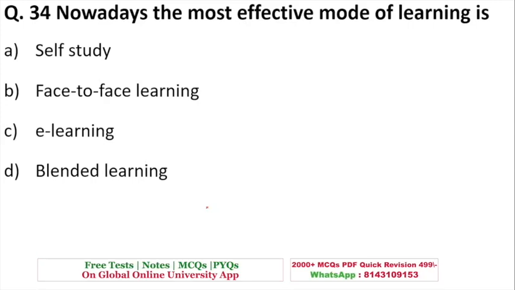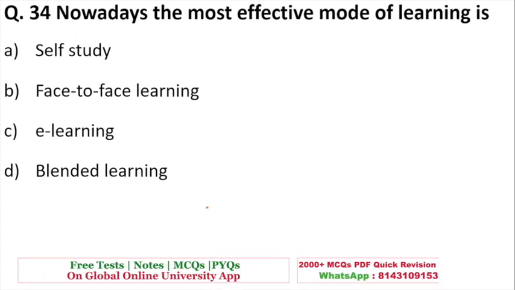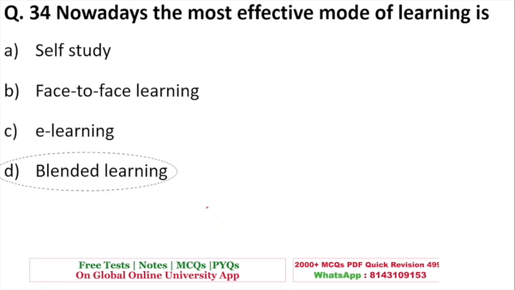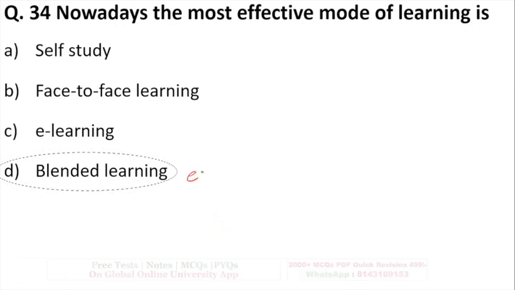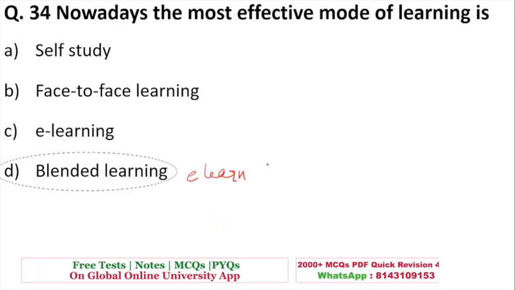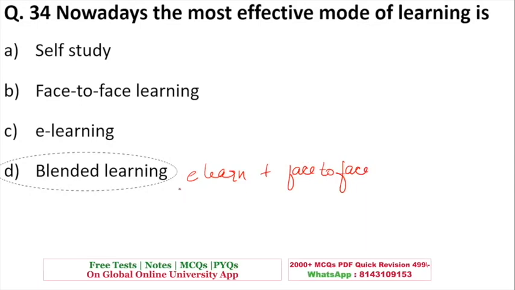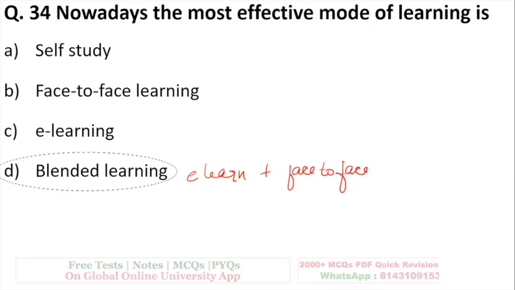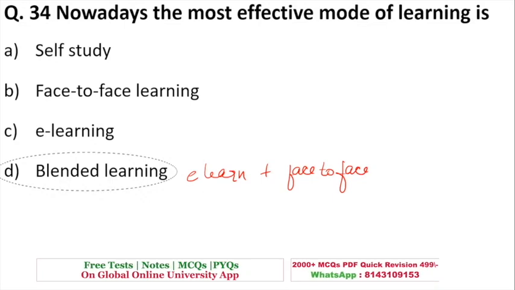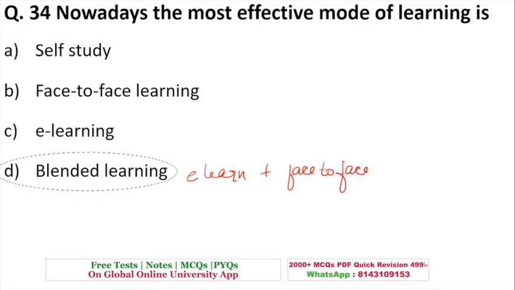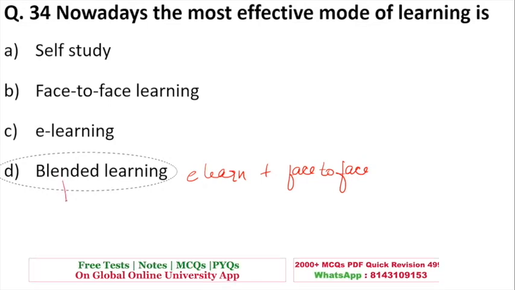Nowadays, the most effective mode of learning is... what is the most effective mode of learning? It is blended learning. Blended learning means it is the combination of e-learning and face-to-face learning. For example, if the teacher is teaching something in the class, and then she gives you an online quiz for home, face-to-face learning is also happening, and the teacher is giving you some task which you have to do online. So blended means mix.